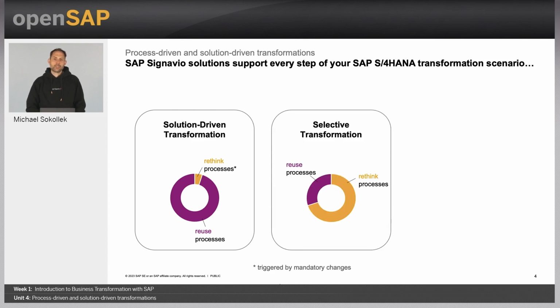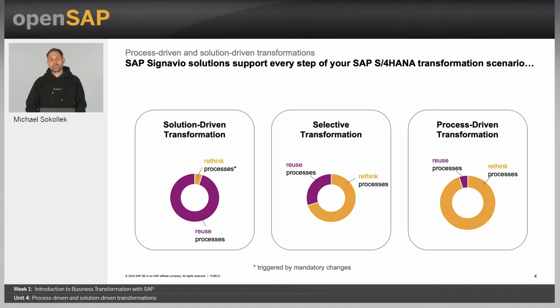In a selective transformation, the number of processes that customers rethink is much higher, as they want to make use of much more capabilities in SAP S/4HANA right from the start to improve their processes. For example, they want to eliminate enhancements that are no longer required and unused process variants. They want to harmonize processes, potentially as they want to consolidate their existing SAP ERP systems while moving to SAP S/4HANA. A selective transformation is executed as a selective data transformation.